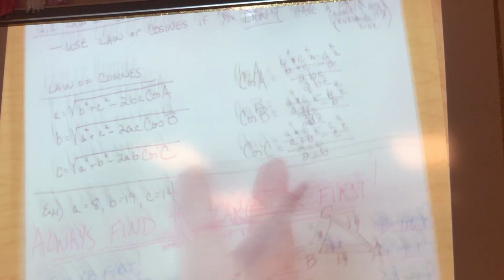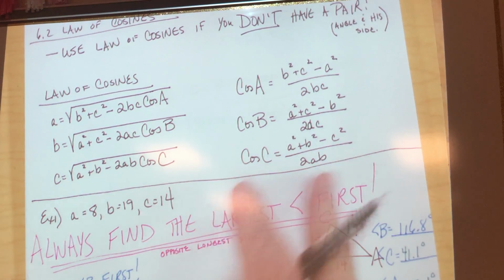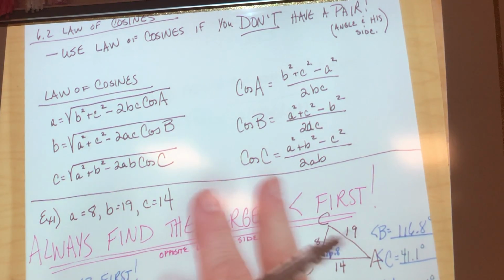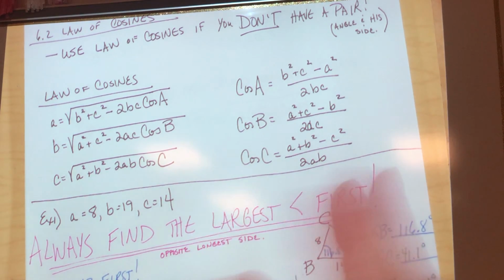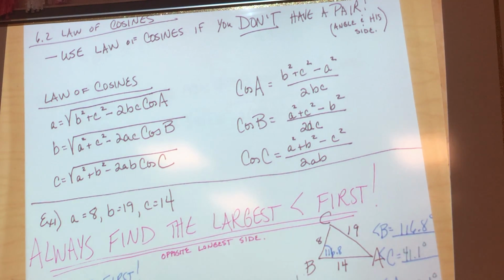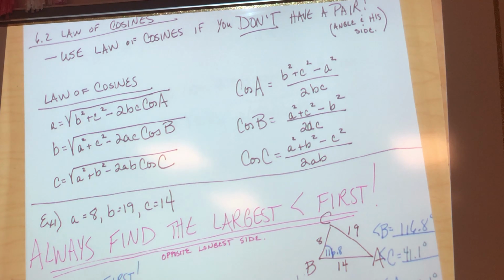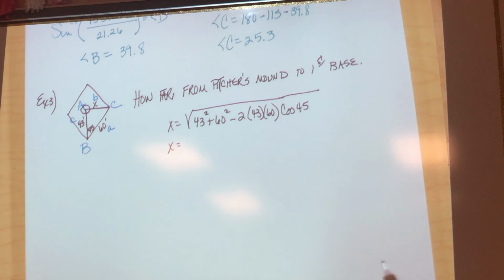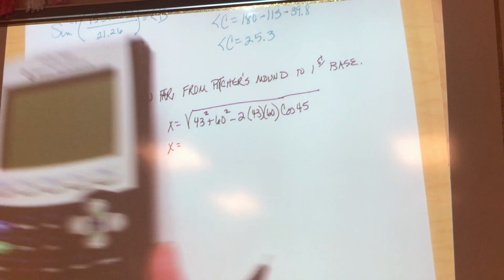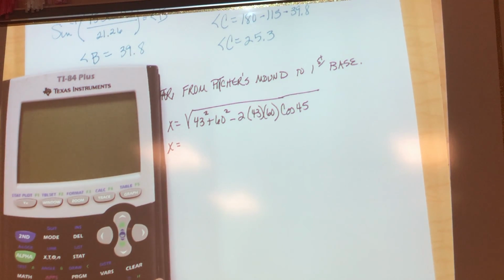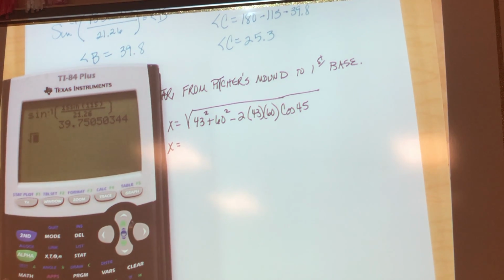I think this stuff seems to be harder for kids, because just like that problem right there, sometimes kids are like, wow, wait, that didn't have any A's, B's, and C's to plug it in. Okay, so make up your own, people. Just make sure that the angle and the side opposite it have the same letter, all right? So, we're going to do the square root of 43 squared plus 60 squared minus 2 times 43 times 60 times the cosine of 45.